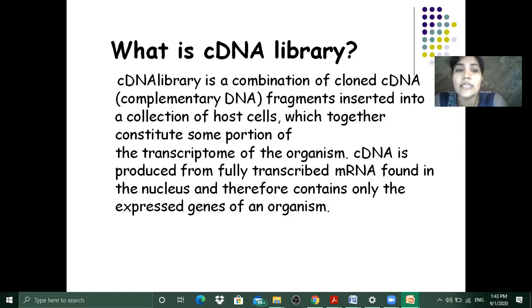Okay, now. So cDNA is produced from fully transcribed mRNA found in the nucleus and therefore contains only the expressed gene of an organism. So this is a very important point to be noted down over here, that cDNA is produced from fully transcribed mRNA only. So when we are saying that, mature RNA are the ones that are getting converted into complementary DNA. That is what they're trying to say.